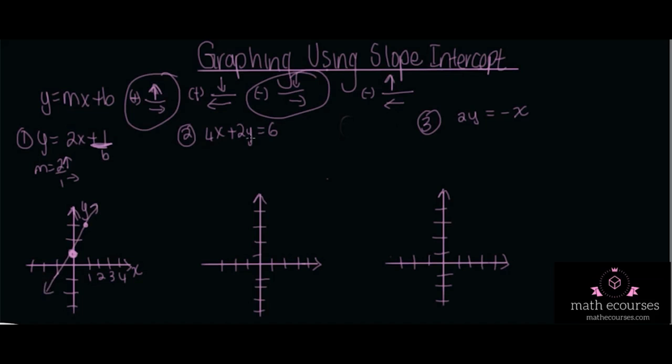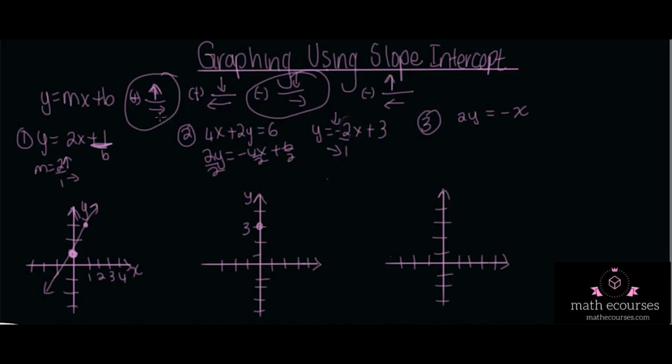For the second example, I need to solve for y first, so I need to bring the 4x to the other side. I have 2y equals negative 4x plus 6. Divide by 2 to get y equals negative 2x plus 3. So this is the same thing as saying negative 2 over 1. My y-intercept is 3, so I'm going to go to the y-axis and start at 3. 1, 2, 3. This is my y-intercept right here. Then it says negative, so I'm going to go down 2 to the right 1.